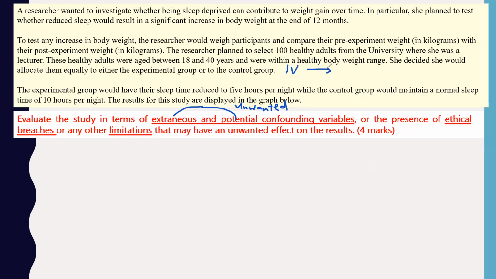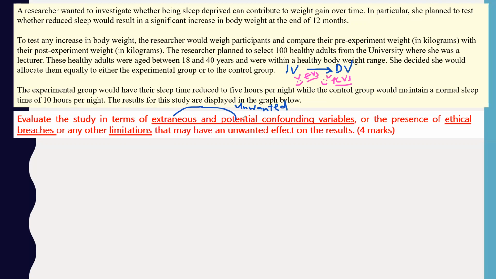Okay, so remember we said in any ideal experiment, we want the IV to cause the change in the DV, but sometimes we get these sneaky little variables called extraneous variables and potential confounding variables that make it really difficult for us to actually determine, was it the IV that caused the change in the DV, or was it these other unwanted variables? Okay, so that's the basic thing that I want you guys to pick out from this study. It could be anything, any unwanted variable, and you don't always have to attach a fancy name to it. Even if you're just talking about individual participant difference, you can just give some examples of that.